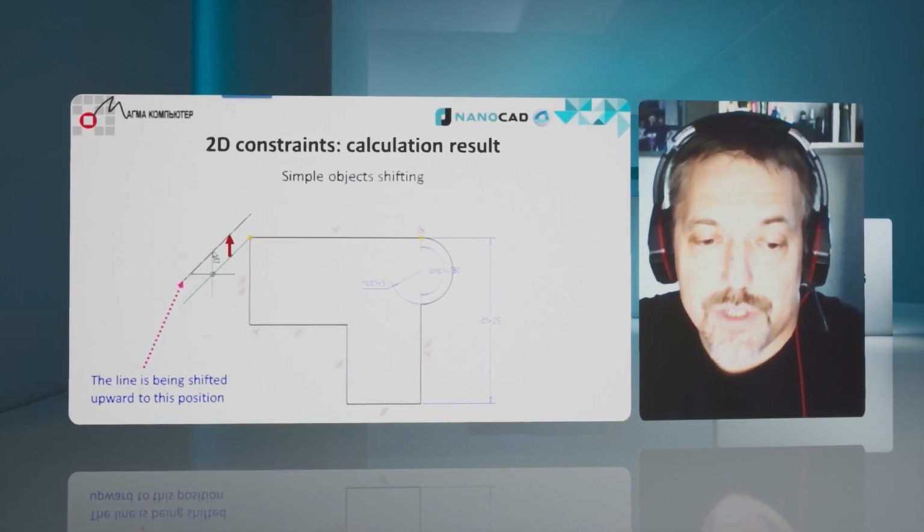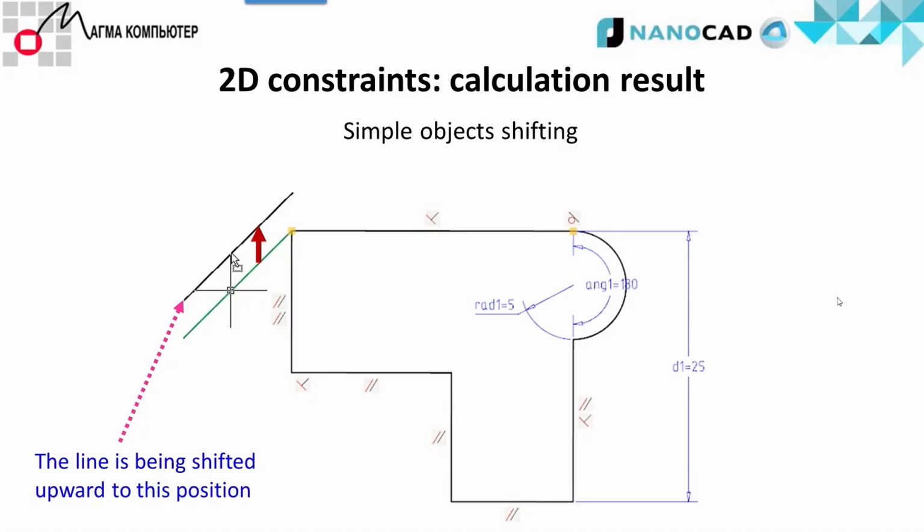Now I'd like to demonstrate just mentioned calculation modes. The first one is the simple shifting of an object. On this screen, the most left green line is about to be shifted upward.